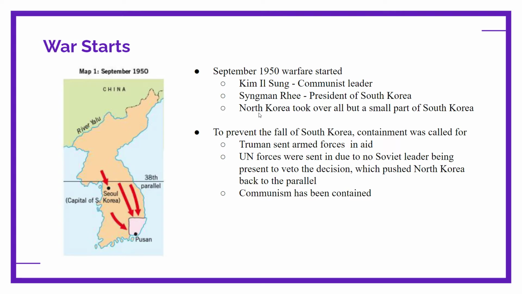Basically what happened is Kim Il-sung decided that he wanted all of Korea to be joined together under communist rule, and he comes in and invades South Korea. So here are your little arrows coming in, and here's Seoul, the capital of South Korea, and they take over almost all of it. And so the United States says, oh no, we've got to work on containing communism. He goes to the UN and says, okay, we need to help. And what's going on is the Soviets are not actually in the UN right now.